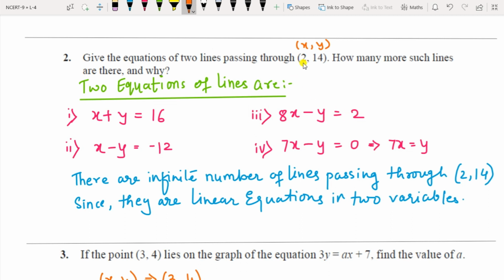8 into 2 is 16, minus 14 is 2. Answer. 7x minus y equal to 0. That is 7 twos are 14, minus 14 equal to 0. That becomes 7x equal to y. That is the equation. So there are infinite number of lines passing through 2, 14 as they are linear equations in 2 variables. Okay.